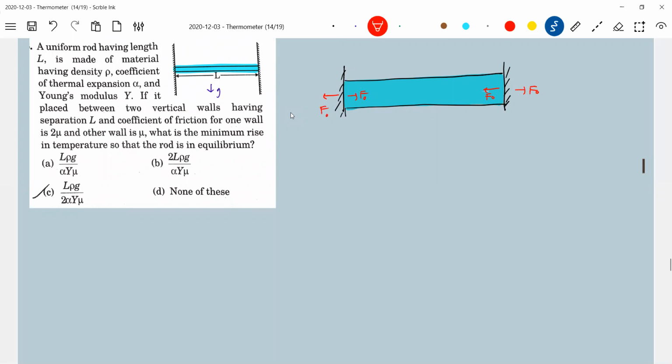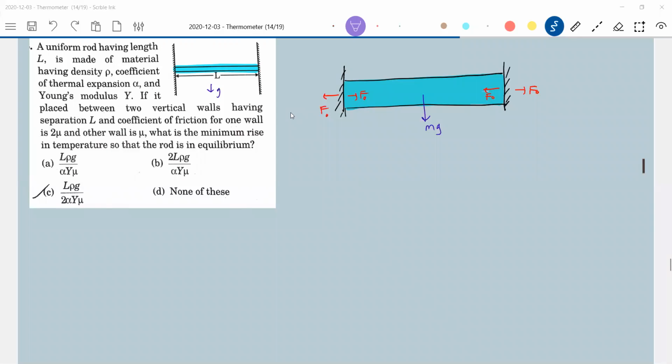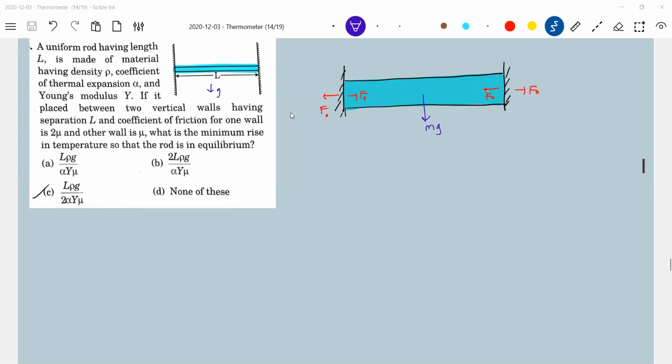What is F naught? And prior to this, the weight of the rod will act. Call that mg. He has given a rod of length L made of material having density rho. So how do you define mass? Mass equals density times volume. Wherever m is there, I can replace it later.